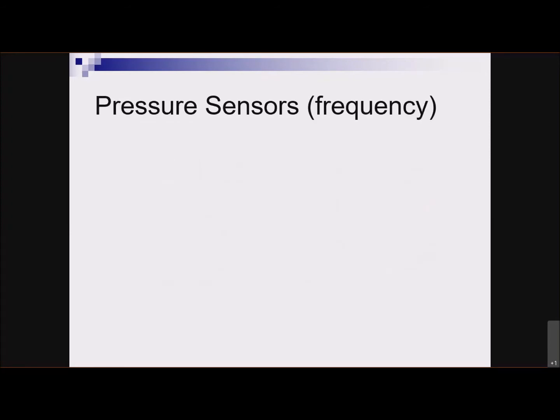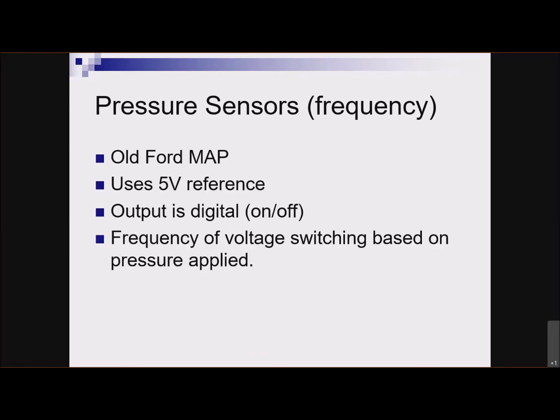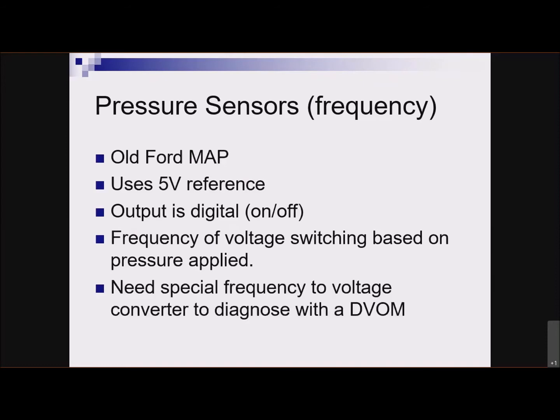So the frequency type sensor, I'm only going to spend a minute. The old Ford MAP. What it did, we talked about square waves already, but the frequency would change based on the pressure applied instead of the voltage coming out of it changing. So in order to measure that, you would either need an oscilloscope or you would need a meter that does hertz.